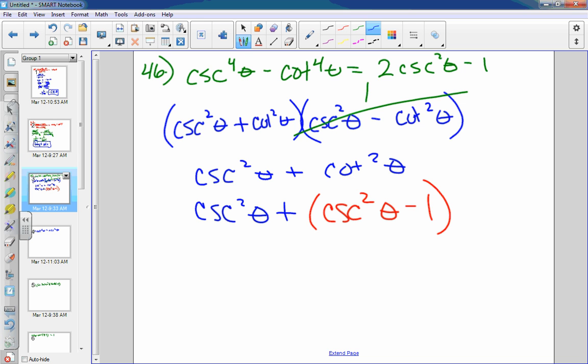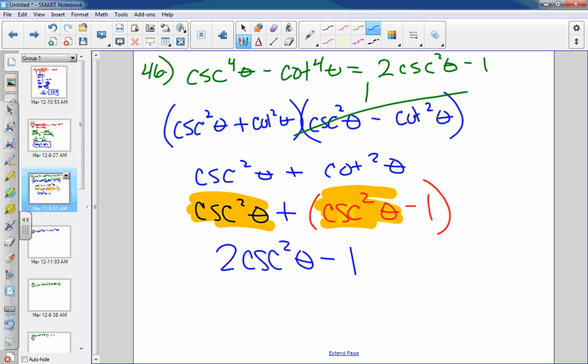The reason why I kept those parentheses there is because what if I would be distributing? Am I distributing anything into this one? No, so the parentheses are useless. So now do I have any like terms? Yes, what are my like terms? Cosecant squared and cosecant squared give me how many cosecant squareds? 2 cosecant squared minus 1. Is that what I wanted? Perfect. We good? Okay.